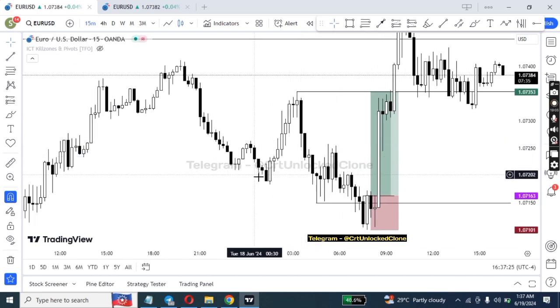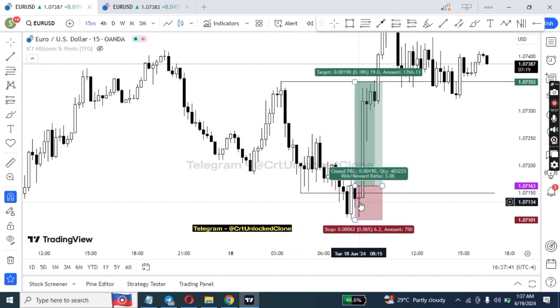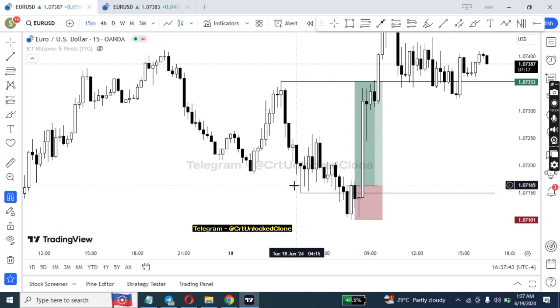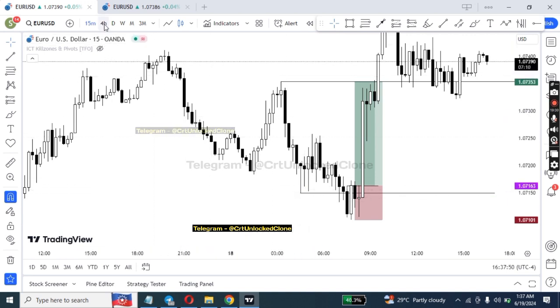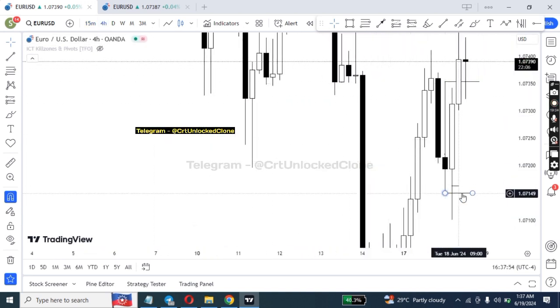So first of all, my expectation was for price to take out this CRT low and then target this one. This trade did not fail. The drawn liquidity and the timing of it itself failed, but I still made profits here. And then I waited for another opportunity, right? Some people would be taking trades right here and they would have ended up in loss, but what I waited for is for price to form another CRT, which was this CRT.